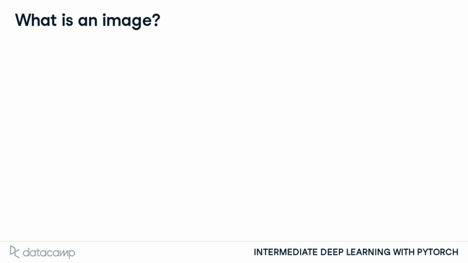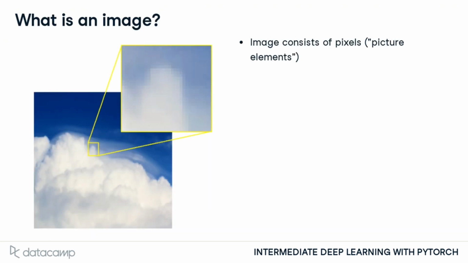Digital images are comprised of pixels, short for picture elements. A pixel is the smallest unit of the image. It's a tiny square that represents a single point. If we zoom in on this cloud picture, we can see the pixels. Each pixel contains numerical information about its color.